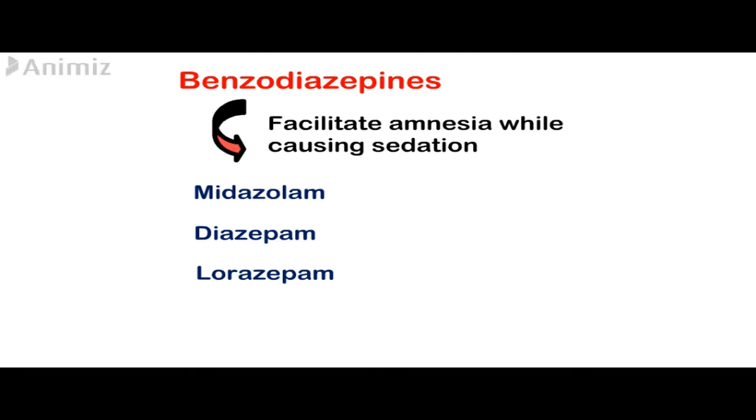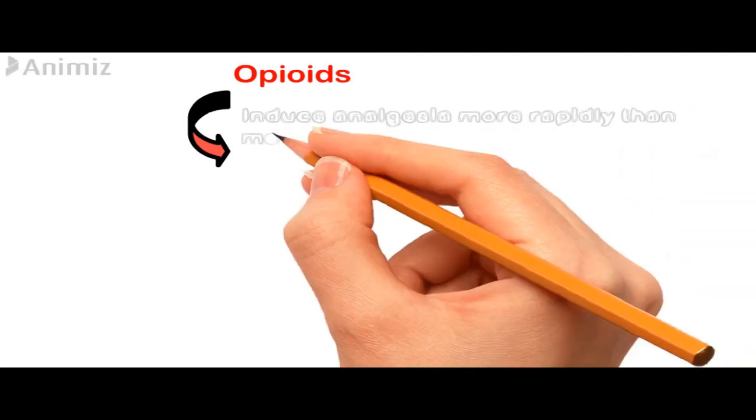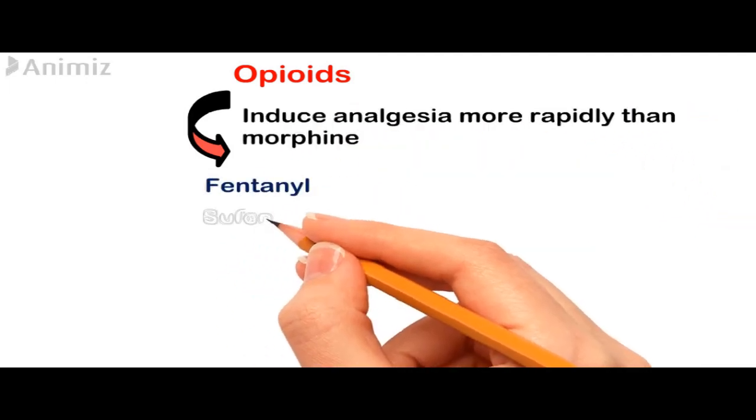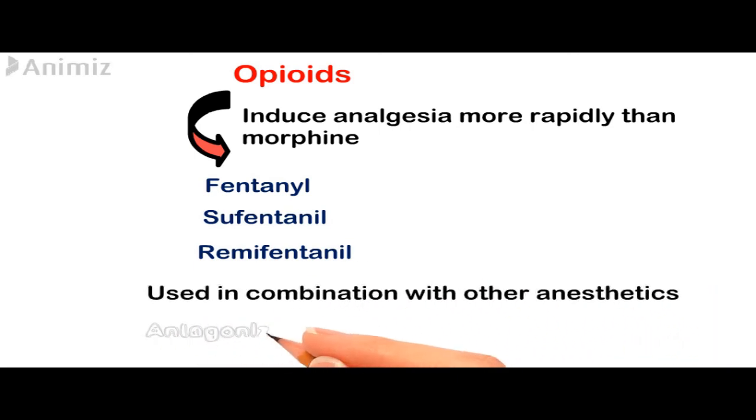Opioids are very common analgesics. They are commonly combined with other anesthetics, and the choice of opioid is based primarily on the duration of action needed. The most commonly used opioids are fentanyl, sufentanil, and remifentanil because they induce analgesia more rapidly than morphine. They can be administered intravenously, epidurally, or intrathecally. And we have to know that the antidote for opioids is naloxone.